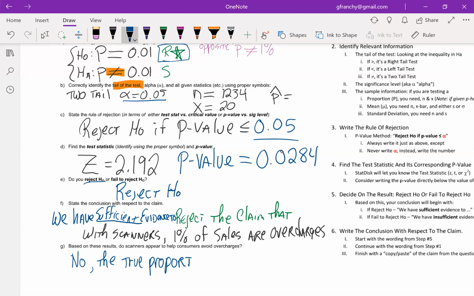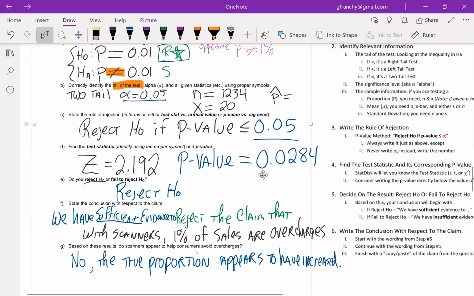So the true proportion appears to have increased. Now, when you get into these interpretation questions, your answers are going to be in English, which means there's all sorts of ways to write the same thing, but that's the general idea behind why it was no.